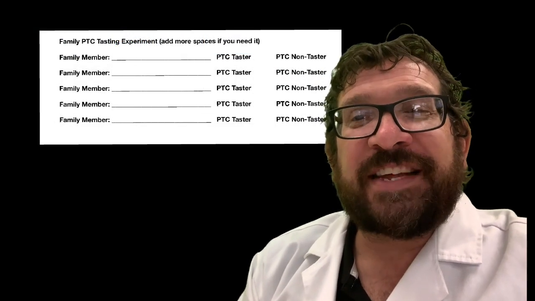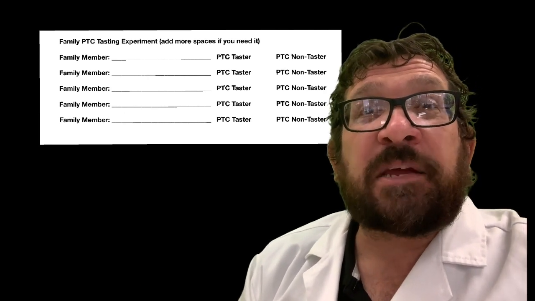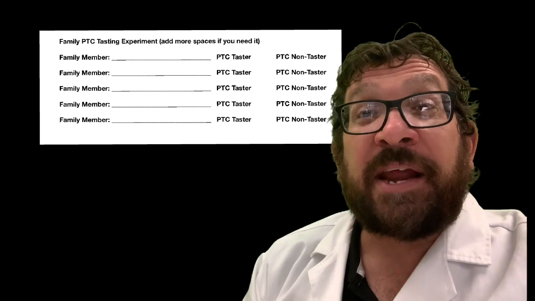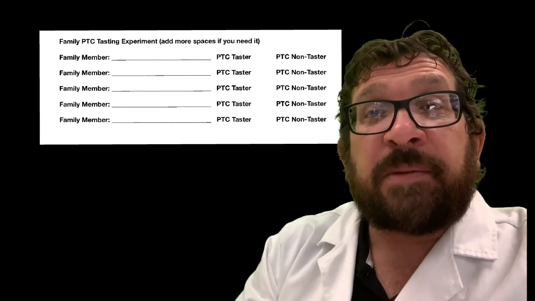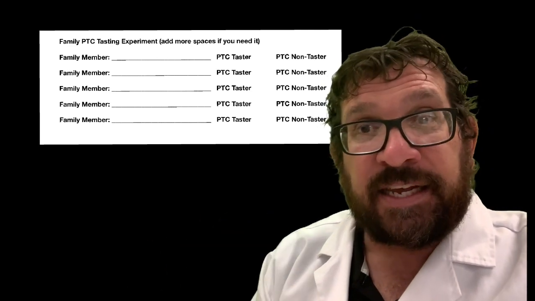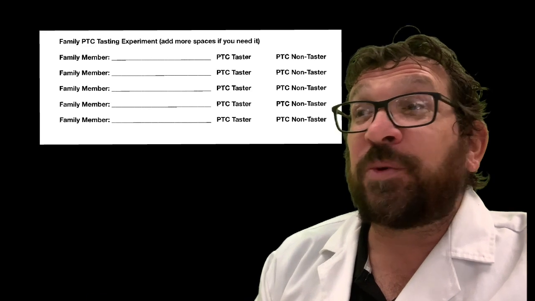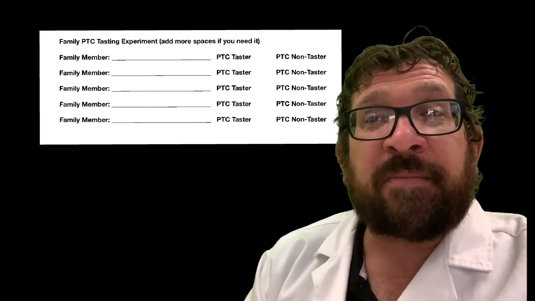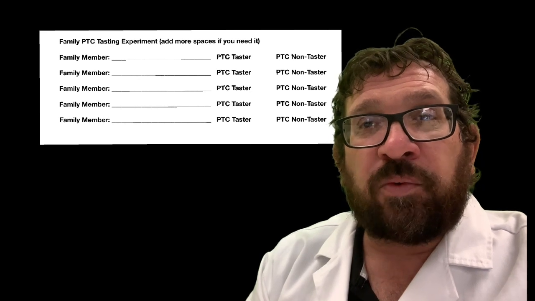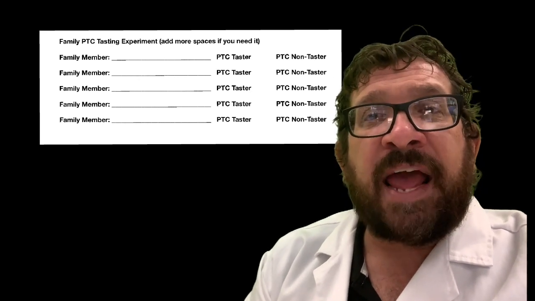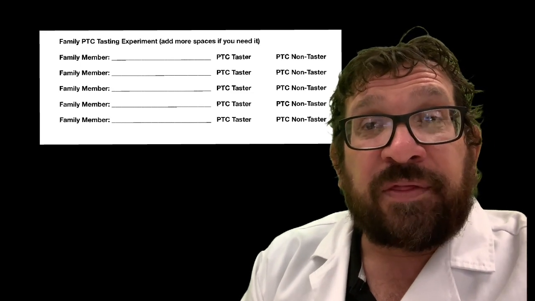Another part of this activity is I'm going to be sending home some PTC paper, phenylthiocarbamide paper. That is the paper that 70% of humans can taste and 30% can't. So you're going to get a chance to do a scientific test with family members at home. The pieces of paper that are in the bag that I sent with you, you can tear those in half, and I would like you to test as many people as you can with it.